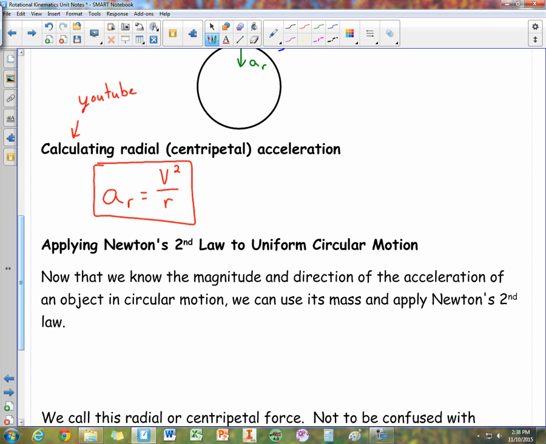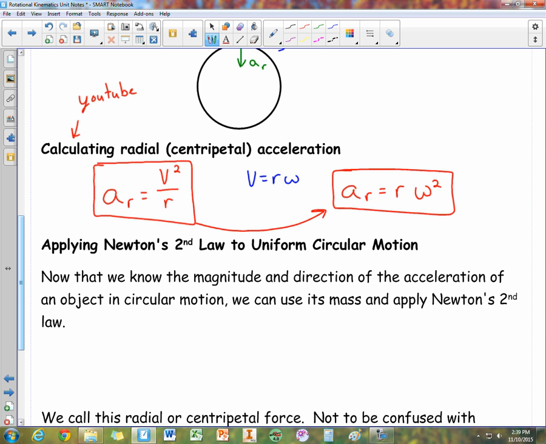Now, as you might remember, we do have a bridge. This is our bridge between rotational and linear motion. And when we apply that bridge to our formula here, we see that radial acceleration also equals r times omega squared. So take a moment, pause the video if you need to, and work out the algebra to see how I went from this formula to that formula.